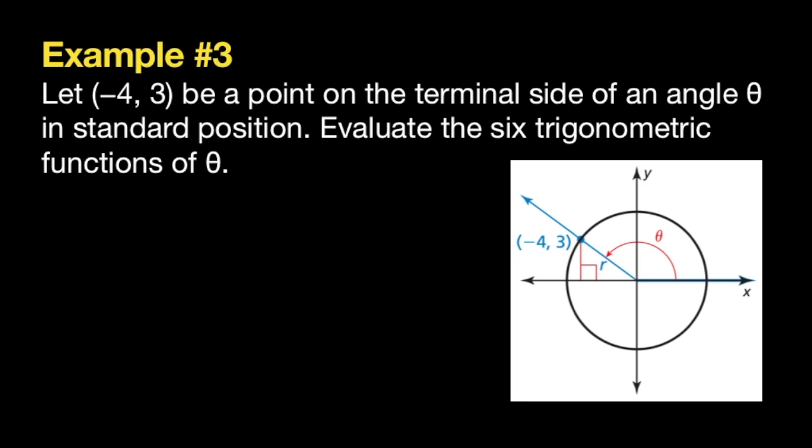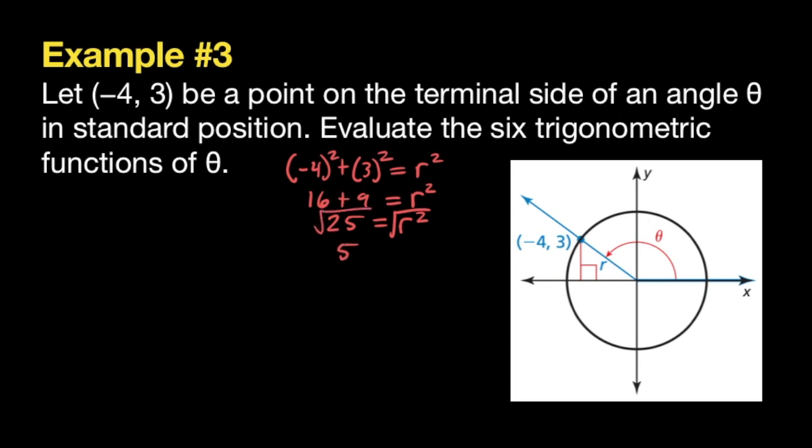So the first thing that we're going to do is use the Pythagorean theorem, and that's going to help us find our r value. So (-4)^2 + 3^2 = r^2. And this is going to be 16 + 9 = r^2, which is 25 = r^2. Find the square root, and you get r is equal to 5.